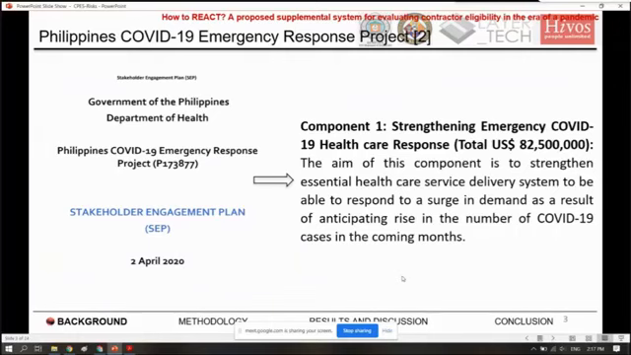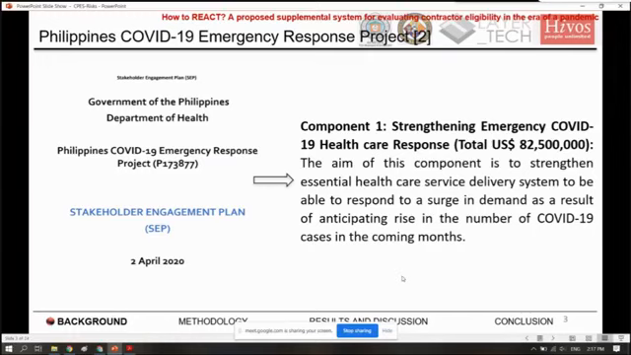So since the beginning of this pandemic, the COVID-19, the government instituted a program as their emergency response to it called the Philippines COVID-19 Emergency Response Project, funded by the World Bank. So one component of that particular funding is what we call the Strengthening Emergency COVID-19 Healthcare Response, with a total budget of 82,500,000 US dollars. So the aim of this component is to strengthen essential healthcare service delivery system to be able to respond to a surge in demand as a result of anticipating rise in the number of COVID-19 cases.